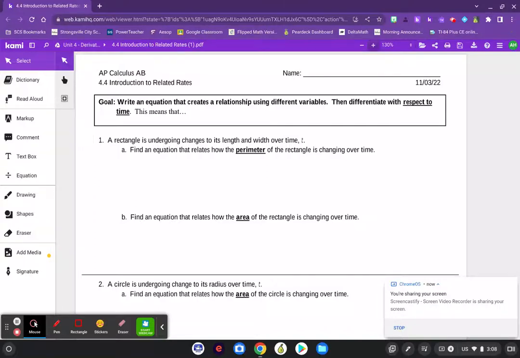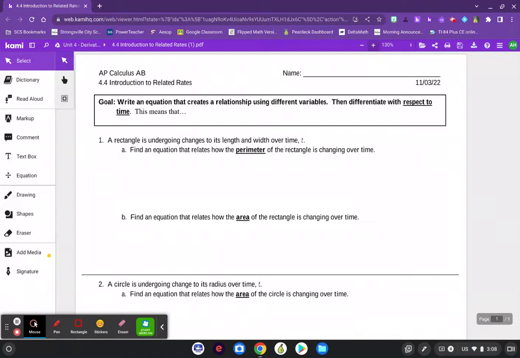Hassler here. So I'm going to do some notes on section 4.4. This is introducing related rates. Related rates are applications of implicit differentiation, so it only seems appropriate that we skip ahead to this section. We'll come back and finish section 3 later.